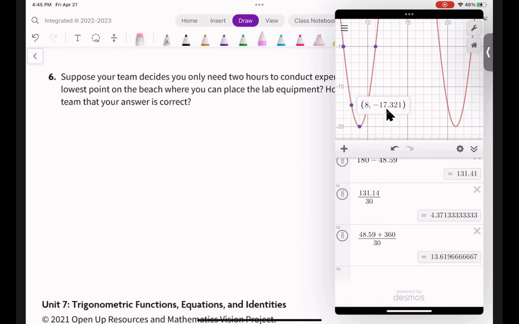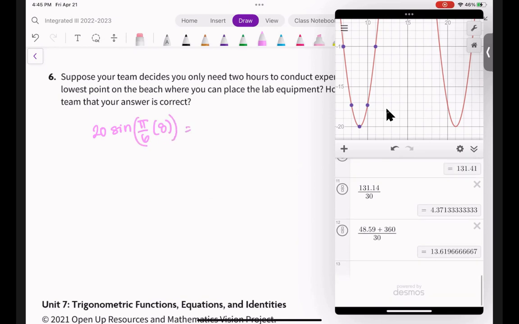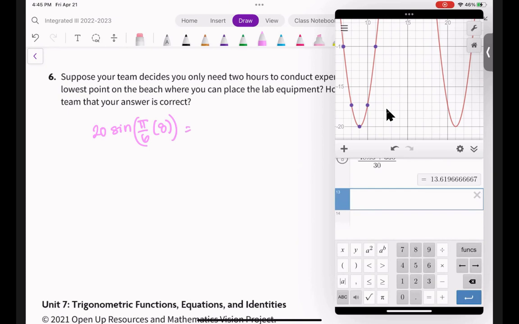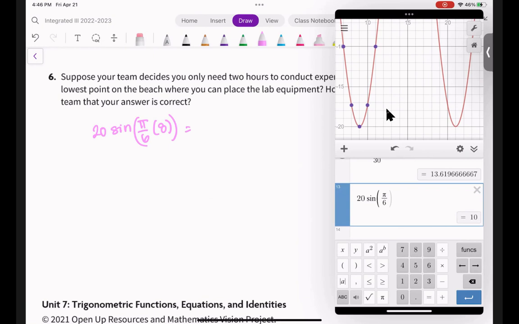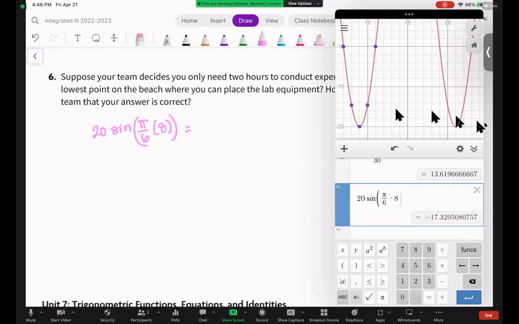The way you would calculate this is, because we knew the lowest point was going to be 9 o'clock, right? We knew that. So then we would just plug in pi. So we get 20 sine pi over 6. And we'd plug in 8 because that's the hour before. When we plug that in, that's going to give us our 17.32. So 20 sine pi over 6 times 8 gave you your 17.